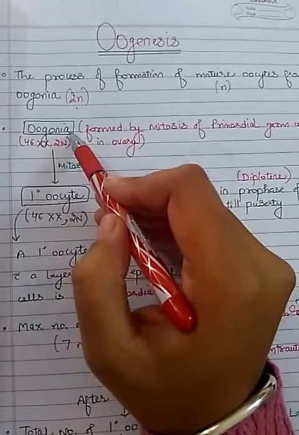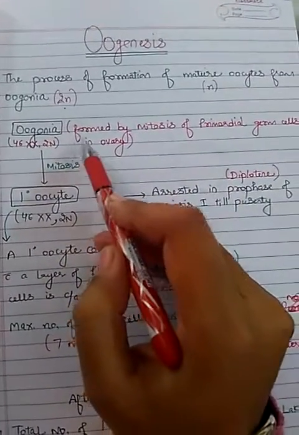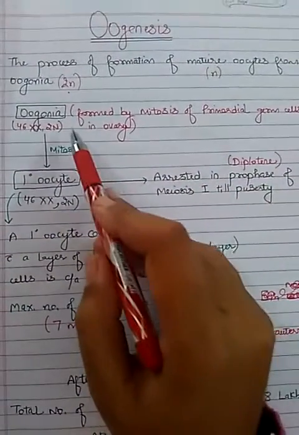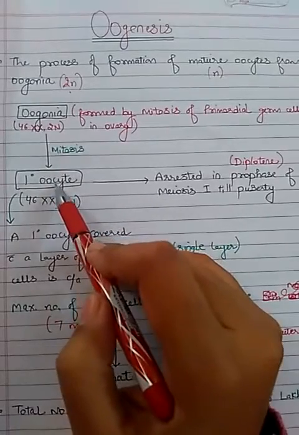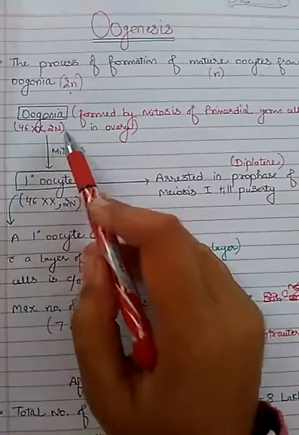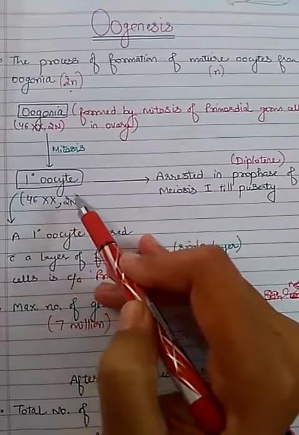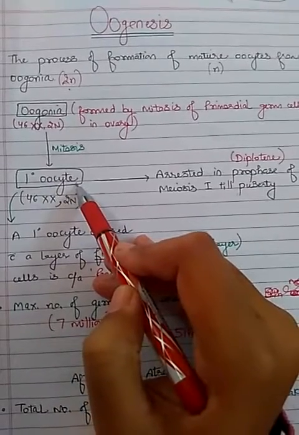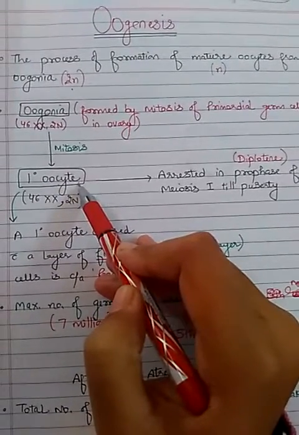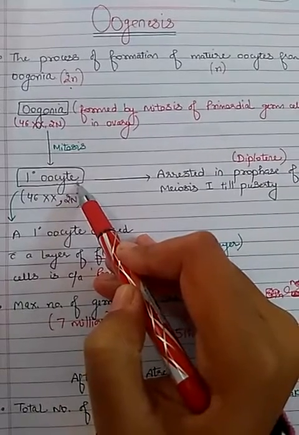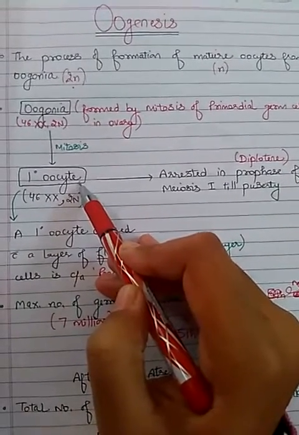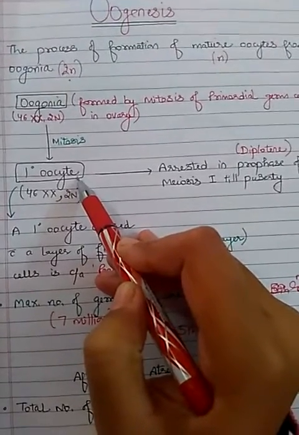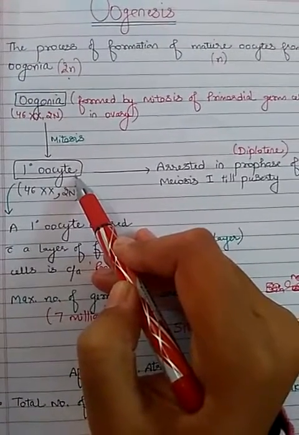Okay, so first of all, oogonia. Oogonia is formed by the mitosis of primordial germ cells in ovary, as I have told. Through the mitotic process, it converts into primary oocyte. Okay, both oogonia as well as this primary oocyte are diploid. And you should know that these primary oocytes are not formed after birth. Maximally they are reached at the fifth month of intrauterine life, and maximum number of germ cells are 7 million at the time of fifth month of intrauterine life.